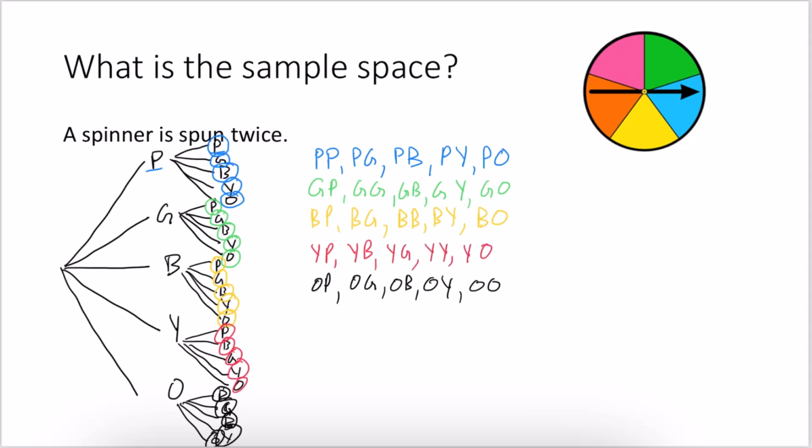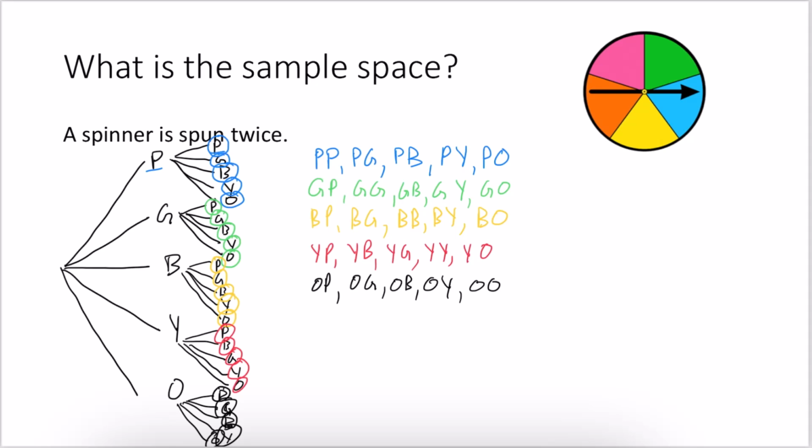Okay, so this entire list would be the sample space of spinning this spinner twice. And if you count out the number of possible outcomes here, there's 5 of them in each row, and then we have 5 rows. So there would be a total of 25 possible outcomes for this sample space.